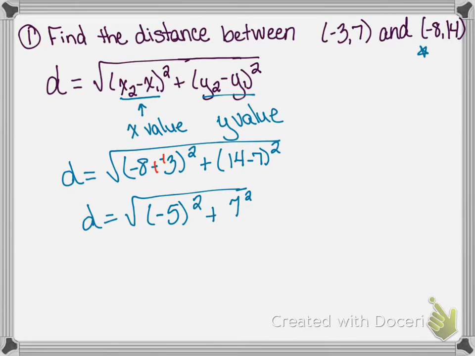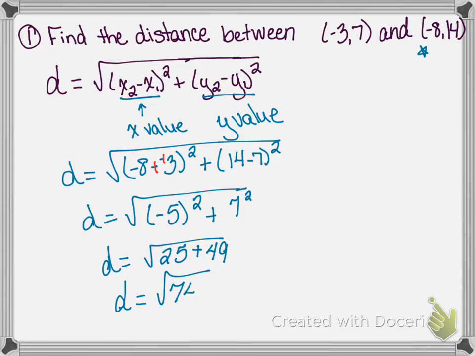Okay. Then we're squaring both. -5 squared is 25. 7 squared is 49. We add those two values together and we get the square root of 74.